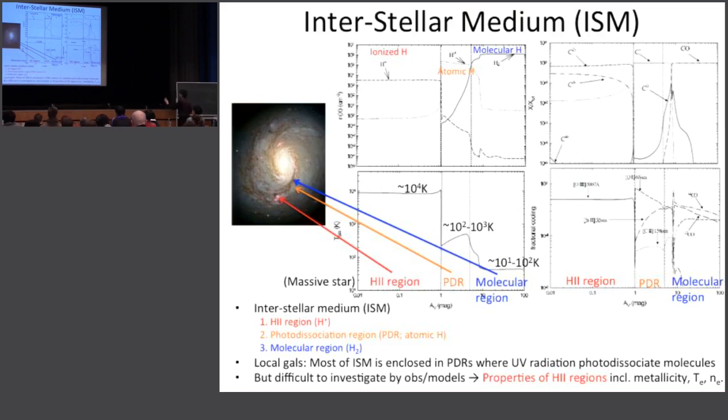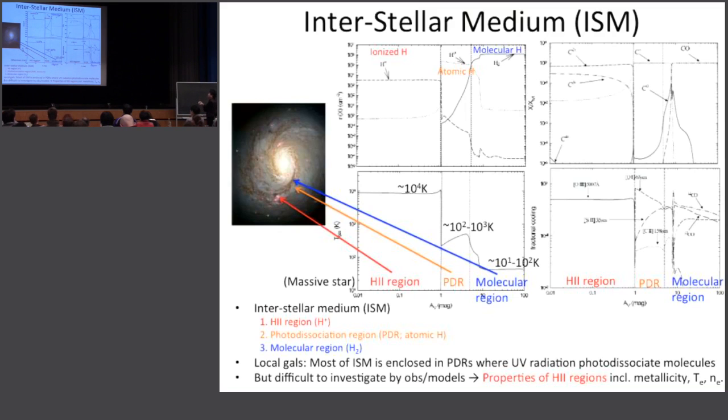Of course, it's a kind of common sense for observational astronomers. But there are three regions of interstellar medium. One is the H II region, or ionized region, filled with H+, ionized hydrogen. The second one is the photodissociation region, or PDR, which is filled with atomic hydrogen. And the third one is the molecular region, filled with molecular hydrogen, or H2.